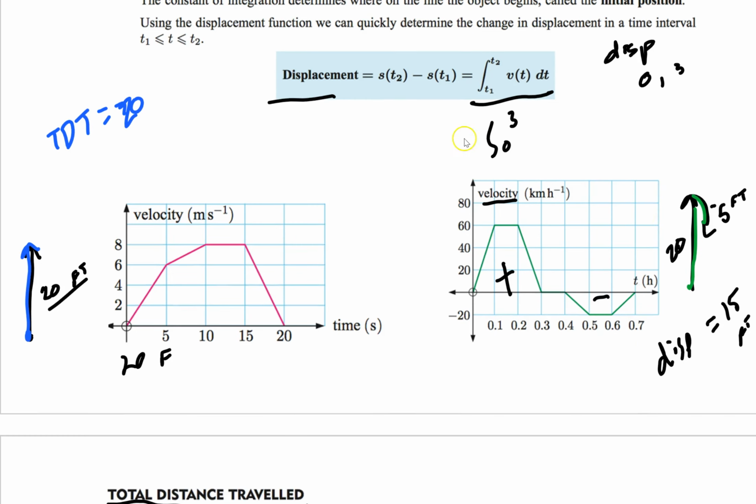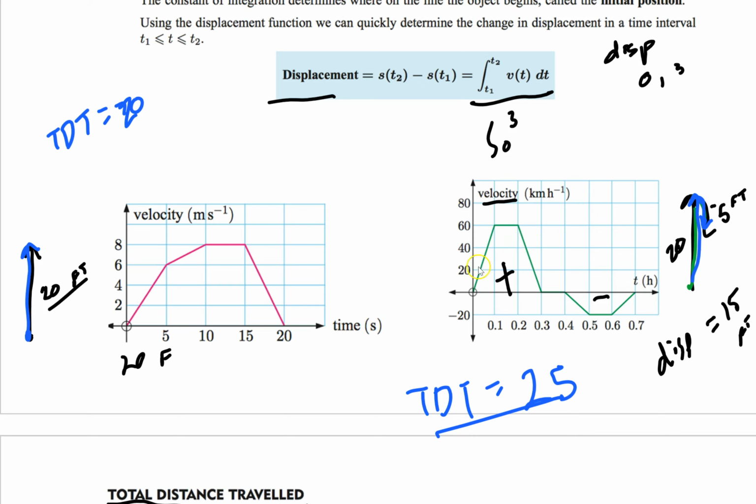Over here, though, it's different. You walked positive 20 feet, and then you walked back down 5 feet. Your displacement's 15. Your total distance traveled, it's like a Fitbit. How far have you walked? Well, I walked up 20 and then walked back another 5. So I've walked a total of 25. That's the total distance traveled. It doesn't care how far you are from where you started. It cares about how far you have walked in total. That's a different thing. That's more work.